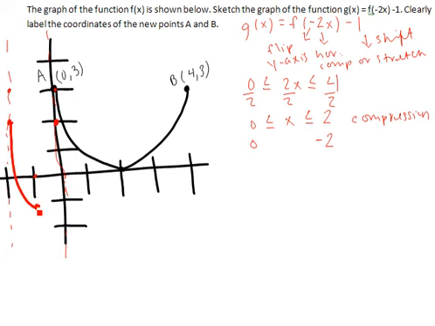We'll get our function. And then it said label the new points a and b. So a will be right here. We're going to get 0, 2. And then b, which is right here, is going to be at negative 2, 2. And that solves the problem we were given.